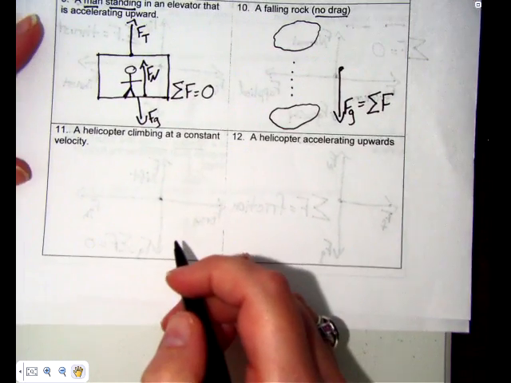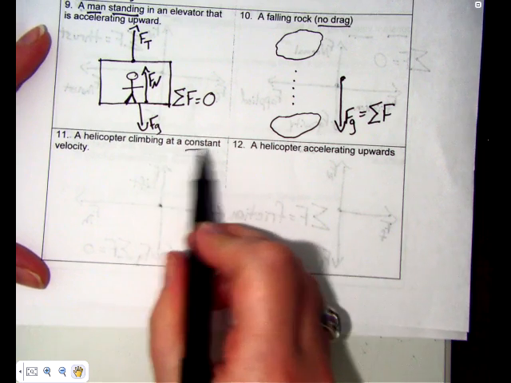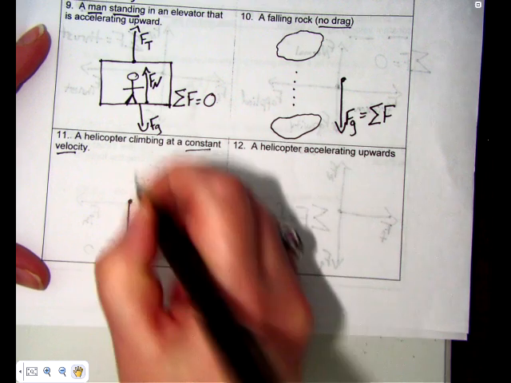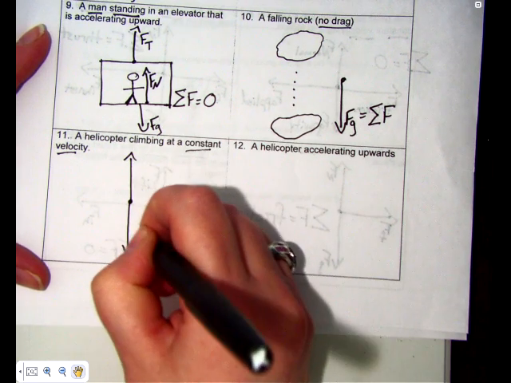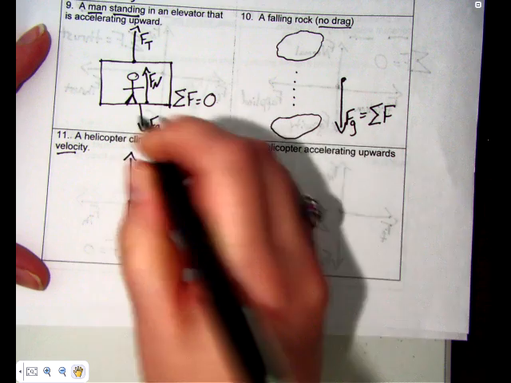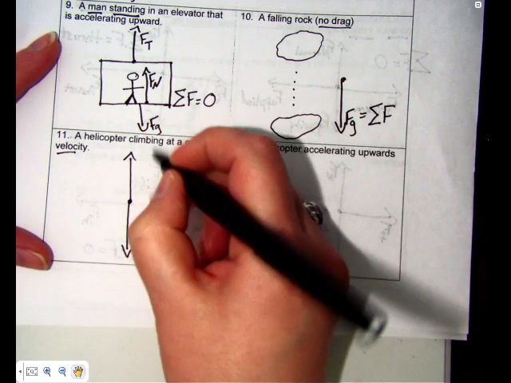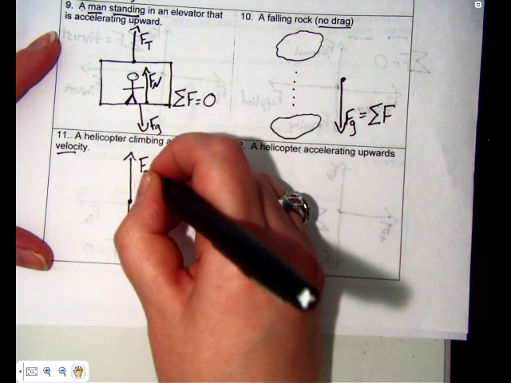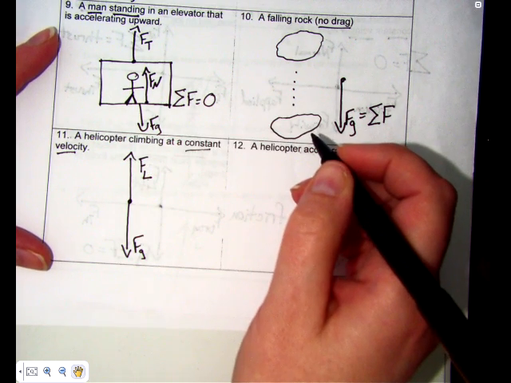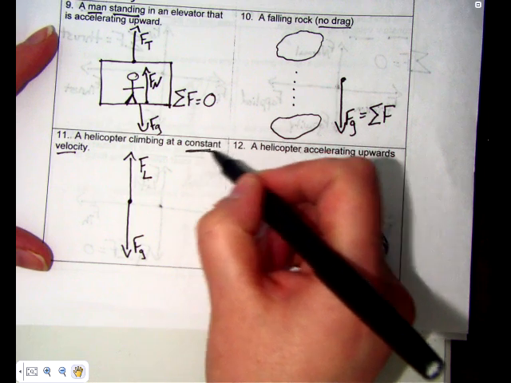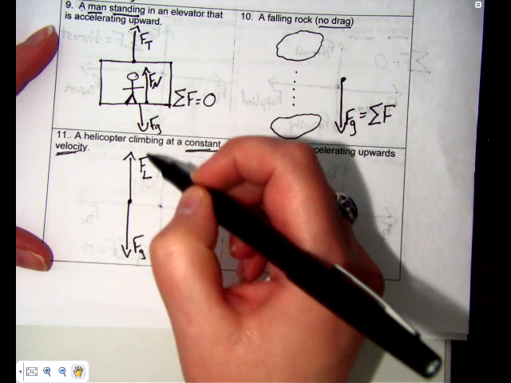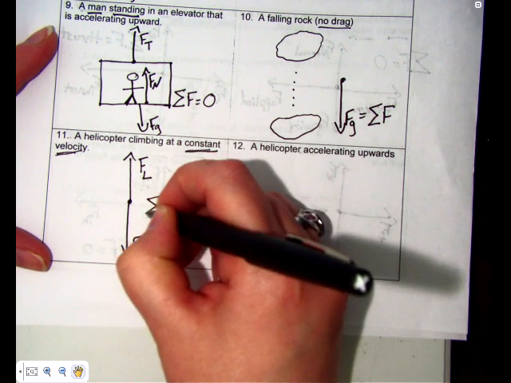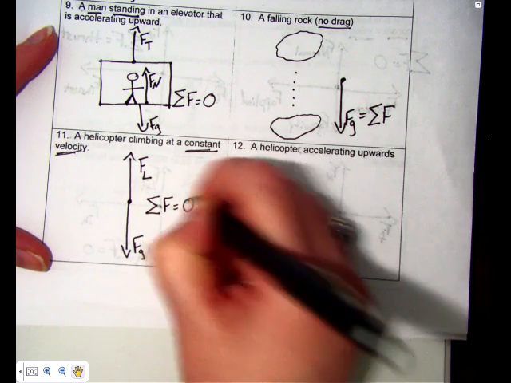Okay, a helicopter climbing at a constant velocity. Gravity is always pulling it down, but then the helicopter going into the air, that's a lift force, but it's saying that it's going at a constant velocity, so it's moving at a rate that would equal out the pull of gravity, so our net force is 0.